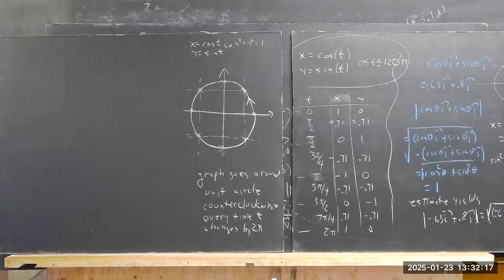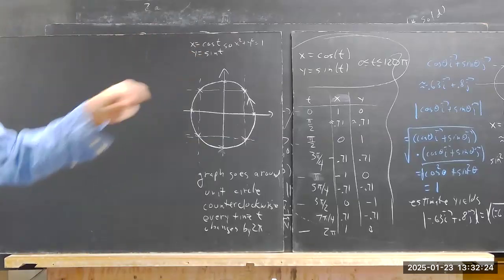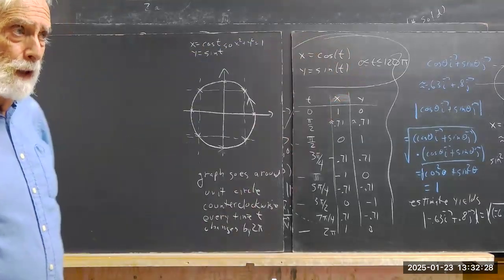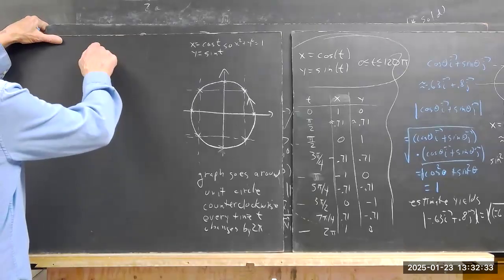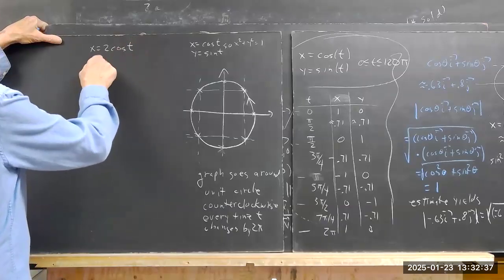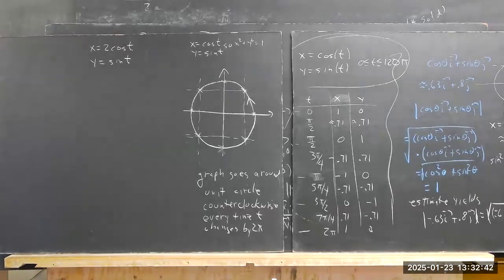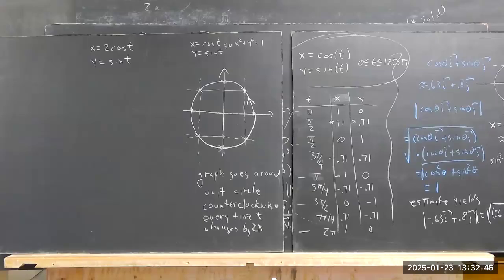Okay, so does that make sense? You can see that from the table. You can see that if you understand the sine and cosine. And you can see why I started with that unit circle and kind of emphasized some of its characteristics. Okay, well now, what if we have x equals 2 cosine t and y equals sine t? What do you do now?